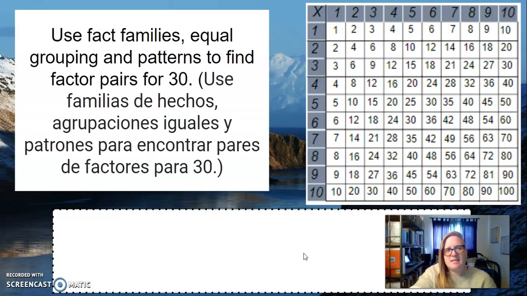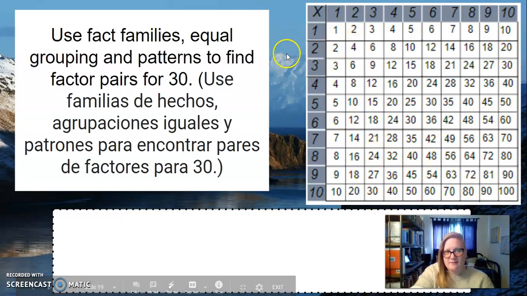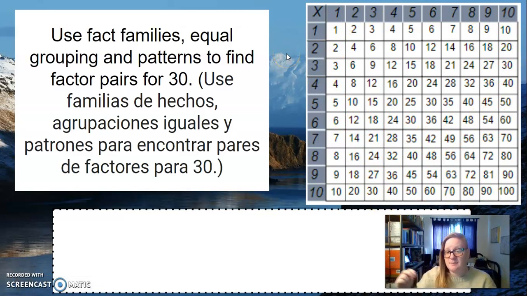Use fact families, equal grouping, and patterns to find factor pairs for 30. So what you need to do is take a look at this multiplication chart, or you could use fact families or equal grouping on a separate piece of paper. And you need to find some factor pairs for 30. There are more than one.